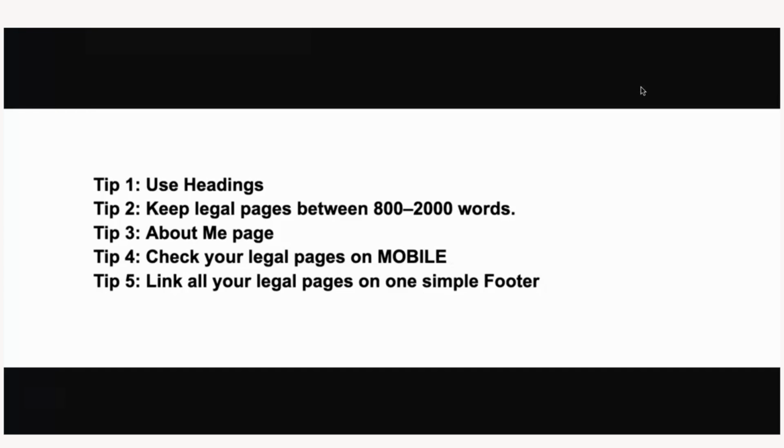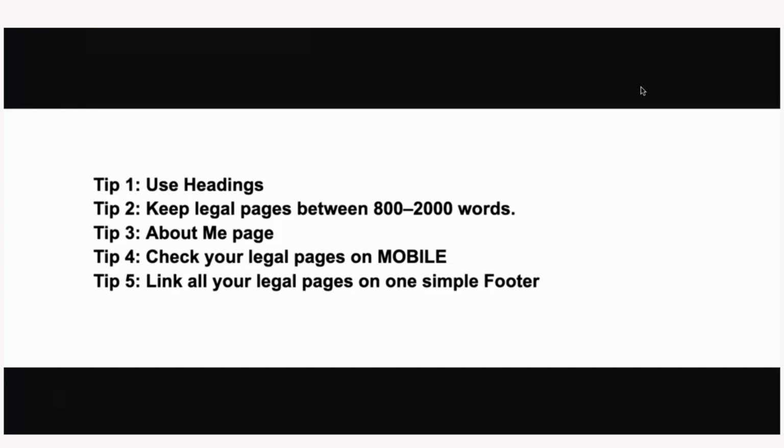This improves the readability on mobile sites and helps a lot with on-page SEO. So make sure you use some of those H2 and H3 headings to kind of separate things. And then you want to keep your legal pages to between 800 and 2,000 words generally. Use short paragraphs. Use bullet points so it doesn't feel overwhelming on smaller screens. And that gives you a lot of white space so that people can read it easily.